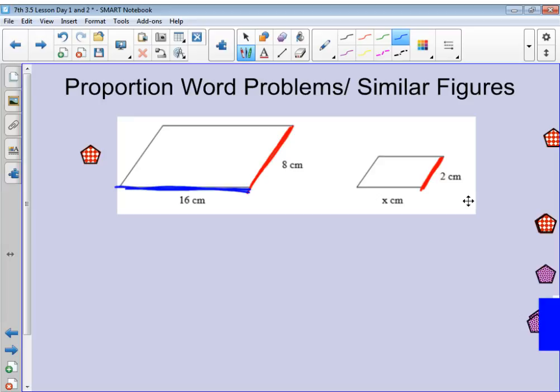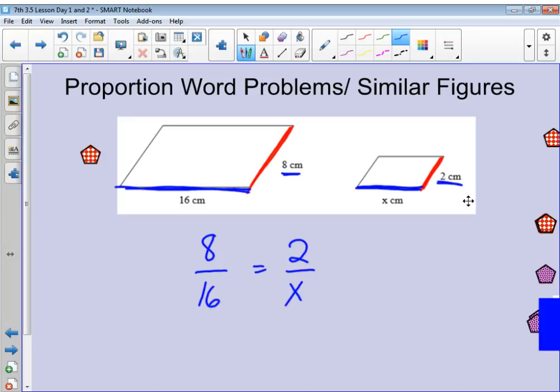So I prefer to take my first picture and I set it up as a fraction. So it doesn't matter which number goes on the top, I'll just do 8 over 16. Okay, the key thing is that now when I set up my second fraction, I am matching and saying that this 8 is the same as this 2. So they need to be on the same levels. So I've got 2 over x.